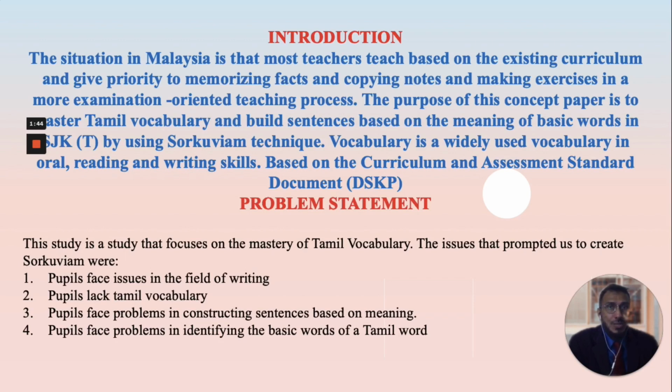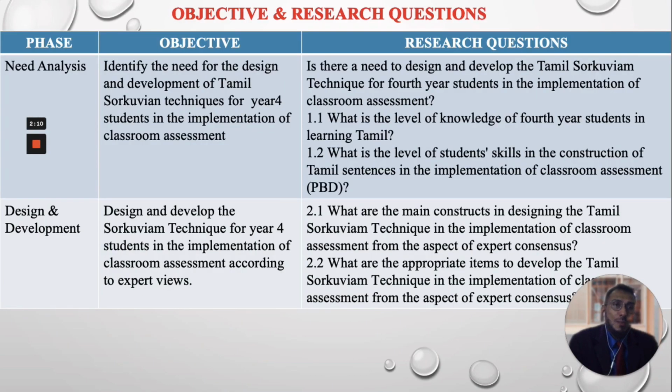Number 2, the pupils have a lack of Tamil vocabulary. Number 3, the pupils face problems in constructing sentences based on meaning. And number 4, the pupils face problems in identifying the basic words of Tamil words. In Bahasa Melayu it is called kata dasar. So based on that, we came up with objectives and research questions to help us modify and upgrade our Sorkuviam board game.